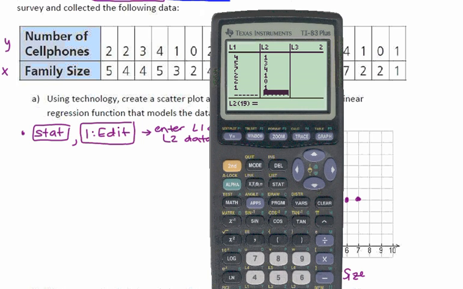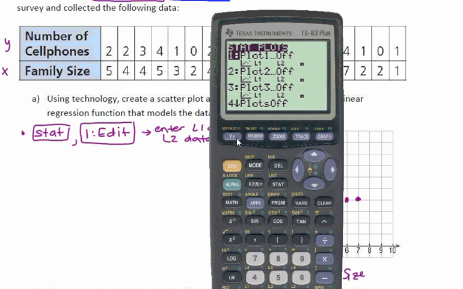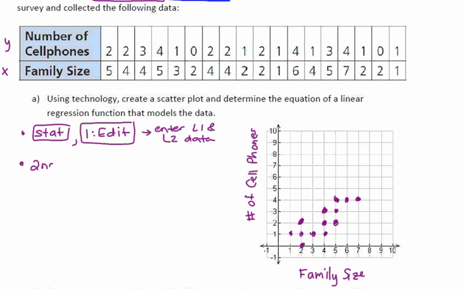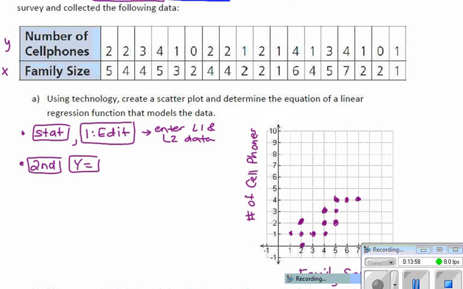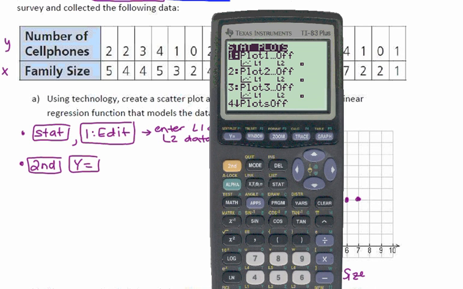The next thing we need to do is turn our scatter plot on. So if we go to our graph, we won't be able to see anything right now. So two steps to do here. The first one is scatter plot, which is the yellow above y equals. It says stat plot. Second, y equals. You only have to do this once, and then it'll remain on. I'll show you how to turn it off after.